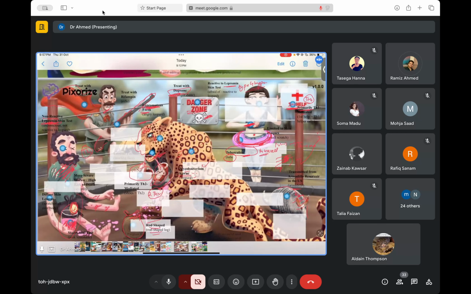The leper reminds us of Mycobacterium leprae. The leopard stands on the log, which reminds us it is rod shaped, and we have two types. Type 1 is the tuberculoid form.